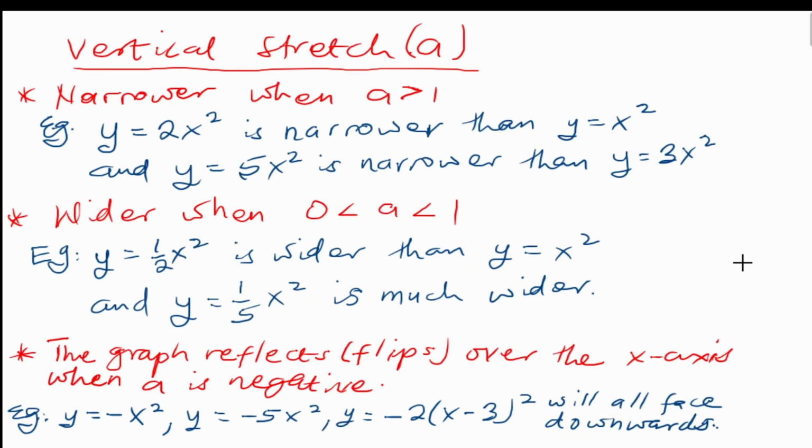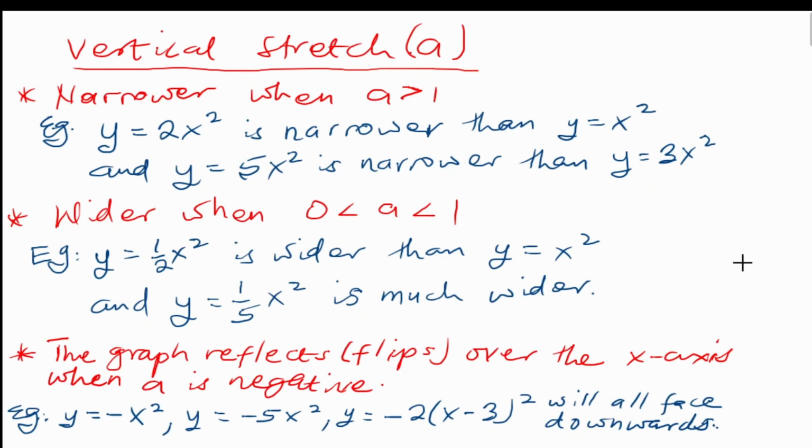Then also the graph becomes wider than that of the parent function when a is between 0 and 1. For example, y equals 1/2 x squared, which is the same as 0.5 x squared, will be wider than that of y equals x squared, which is the graph of the parent function. And then the graph of y equals 1/5 x squared is much wider than both of them.